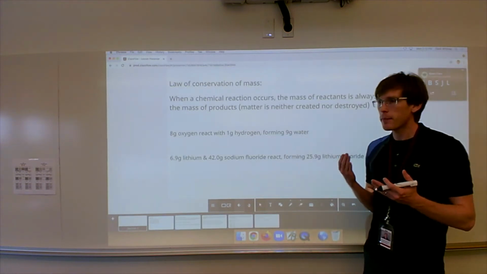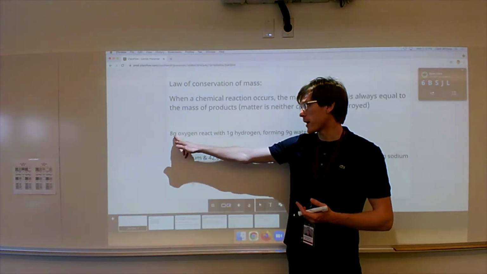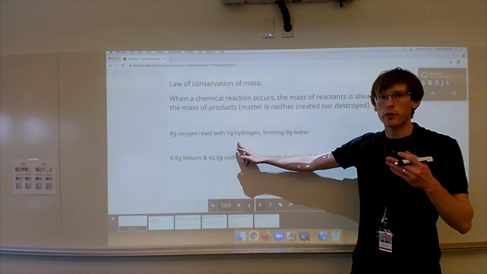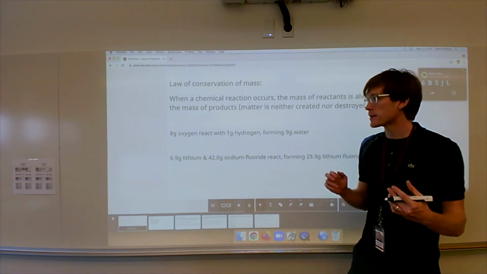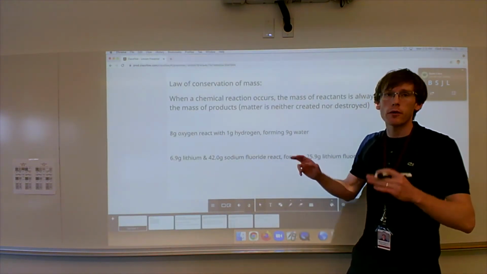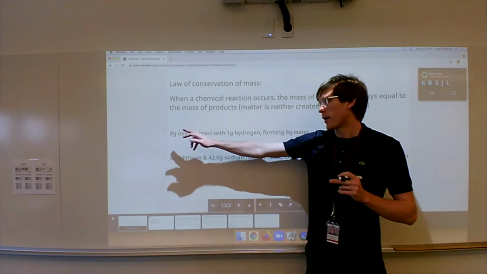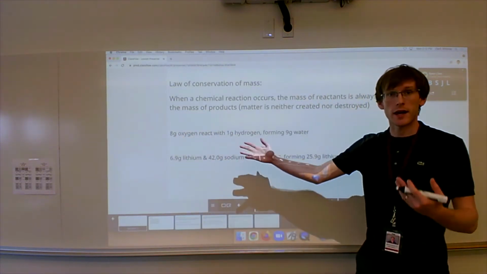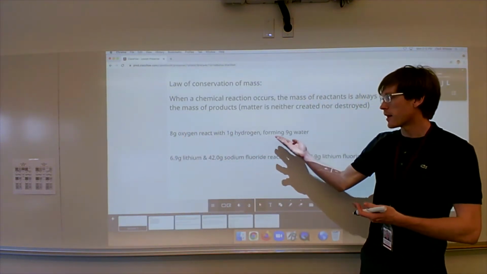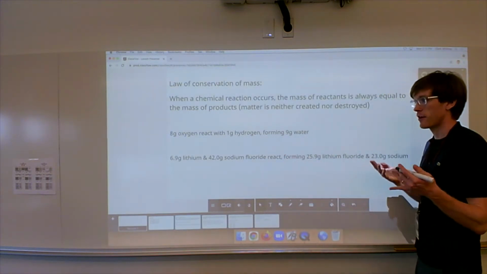An example would be that if we started off with 8 grams of oxygen and 1 gram of hydrogen, and they react, they will form 9 grams of water. Our 8 grams and our 1 gram gives us 9 grams of starting materials, and we have 9 grams of products.